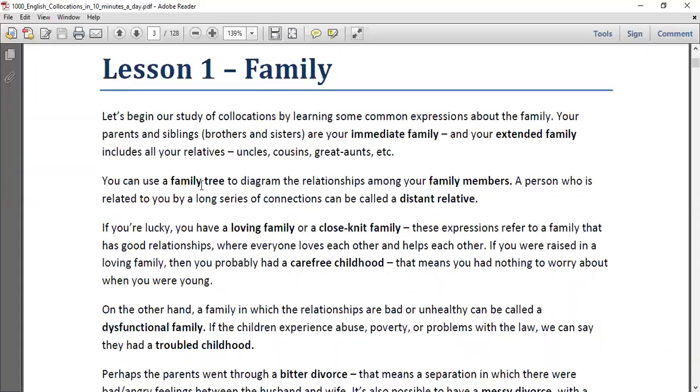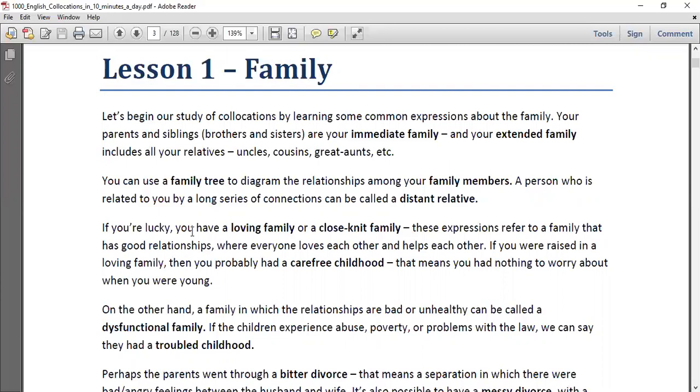So we have extended family, the big family, and immediate family, the small family. You can use a family tree to diagram the relationships among your family members. Family tree, family members. A person who is related to you by a long series of connections can be called a distant relative. Is he your brother or sister? No, he's a distant relative. Is he your brother? Is she your sister? No, he or she is a distant relative.